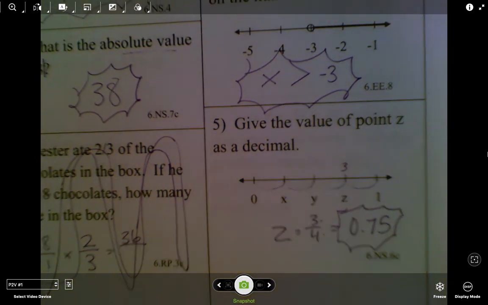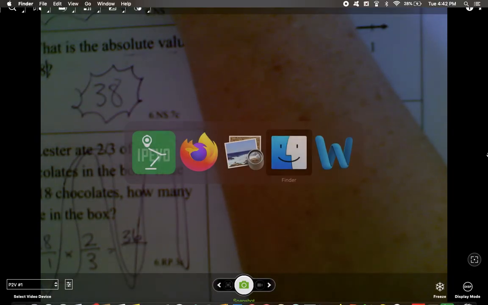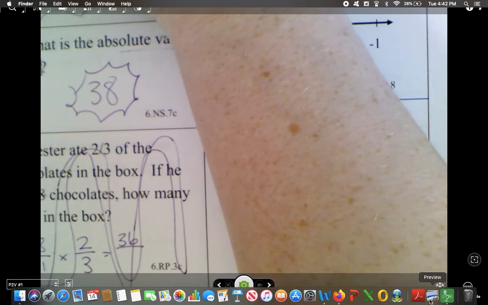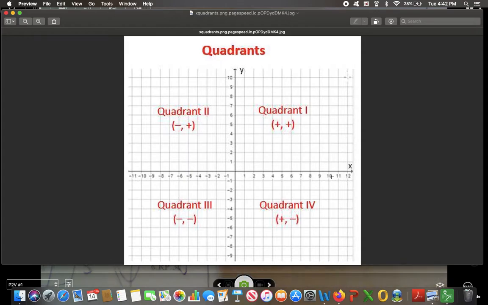Okay, for this week, you guys are going to be working on coordinate planes. Why didn't it pop up? And what specifically you're going to be starting off with is quadrants. Quadrants are pretty much areas or boxes to where certain points are going to land.